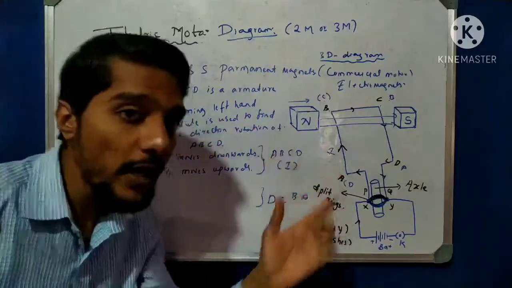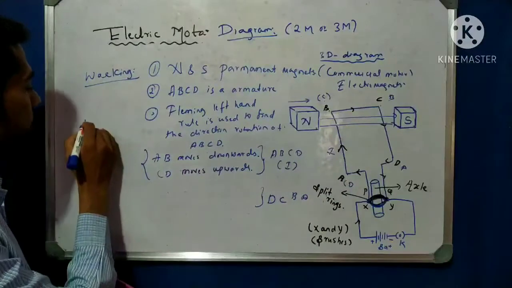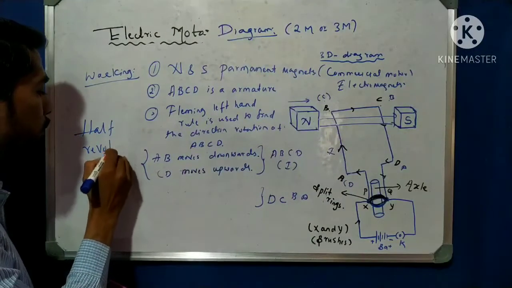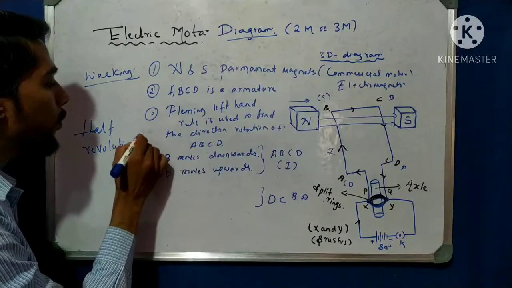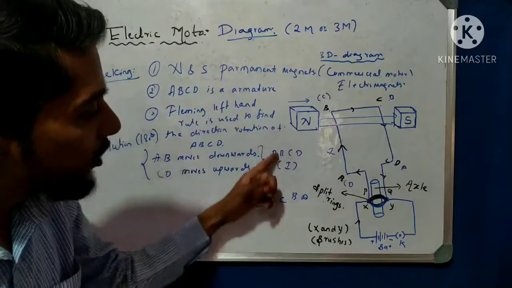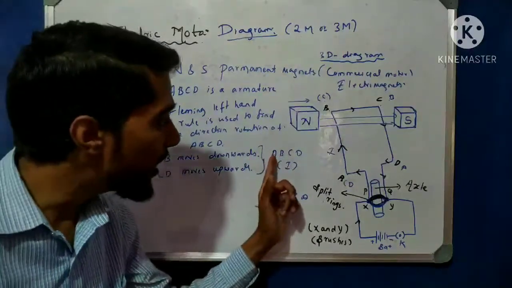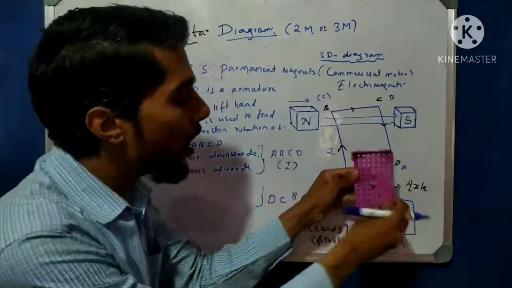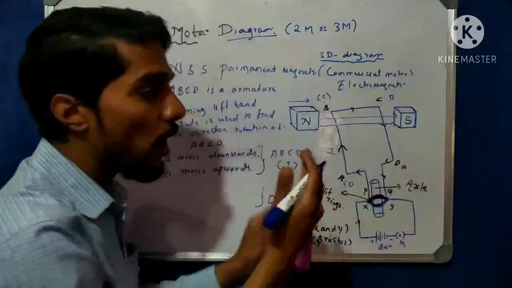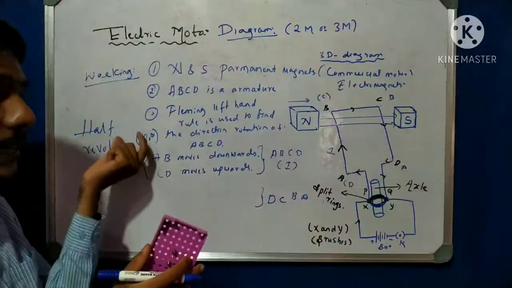But after half rotation, what rotation? Half rotation, half revolution, it is all about 180 degrees. Observe that the direction of current changes. First the current is A, B, C, D. After the half rotation, AB goes that side and CD comes this side. So half rotation, half revolution, is a 180-degree rotation.